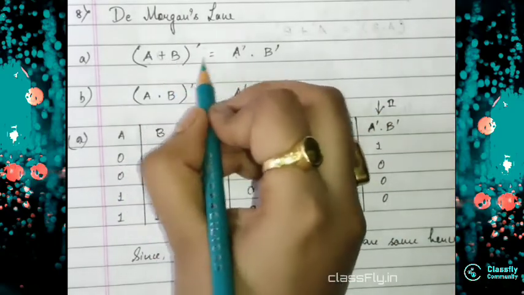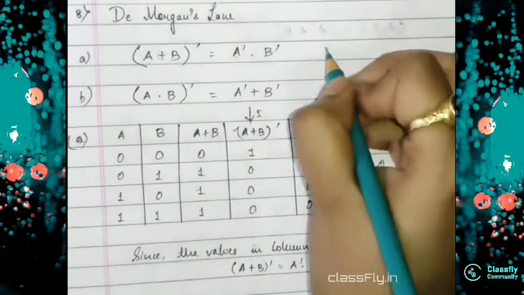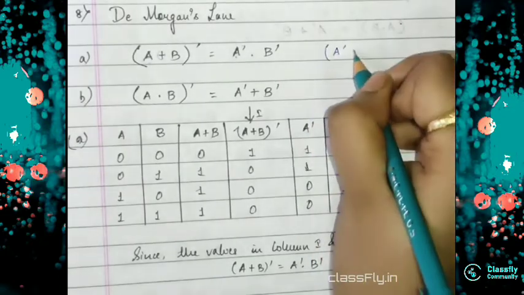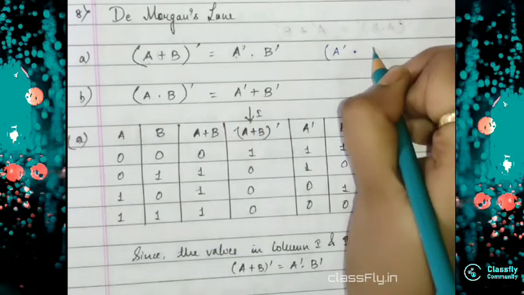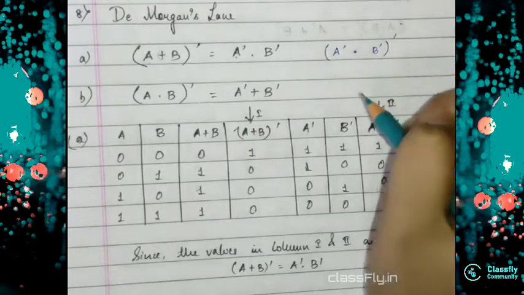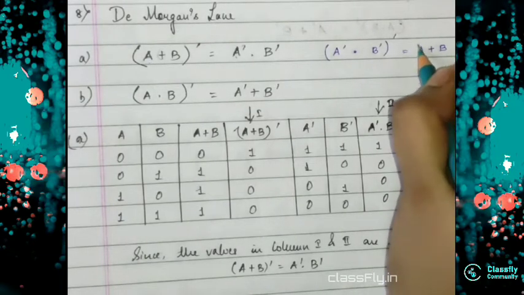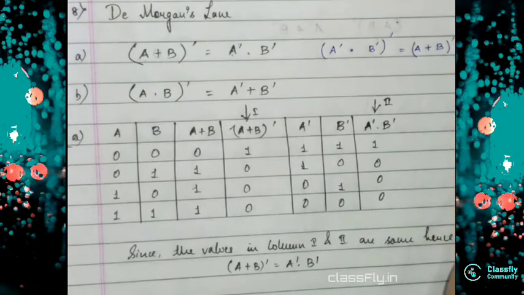See, basically what this equation has done internally: if I write this bar like this, a bar, I change this plus here with dot, as the opposite of plus is dot, and b bar. And if I do one more complement, what will I get? A plus b, right? I will get this only.